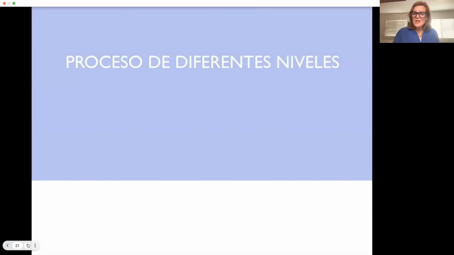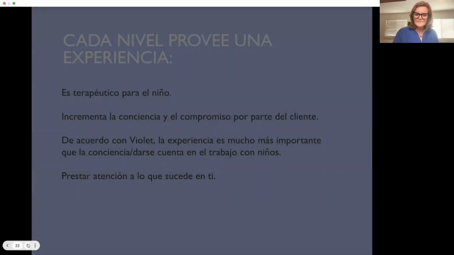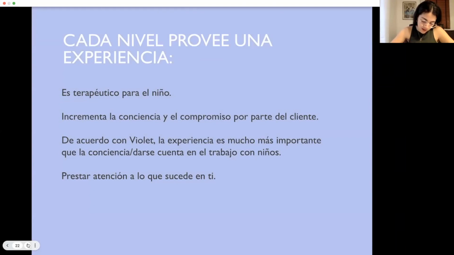So when I was going through Violet's files during one of our consultation sessions, I found this handout that sort of fills in the spaces of that therapeutic process.